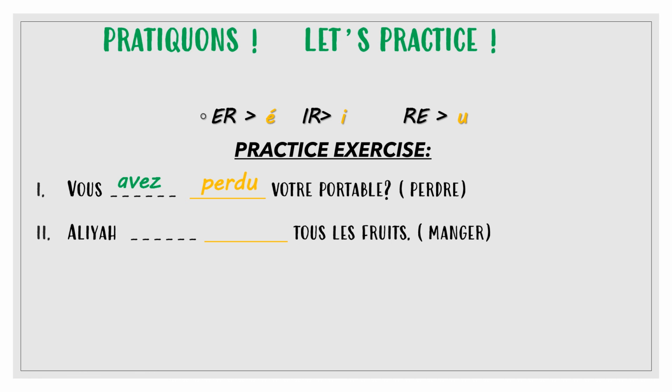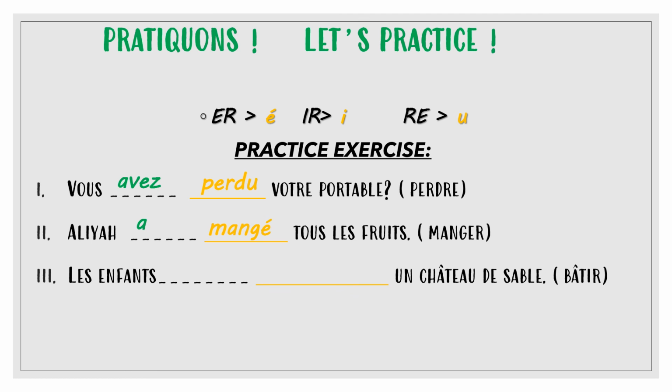How do we conjugate the verb avoir? Alia ate all of the fruits. How could she be so craven? Alia a mangé tous les fruits. Alia a mangé tous les fruits. Alia ate all the fruits. Easy, right? Facile. Très facile. Oui? Alright, let's go to the next one.